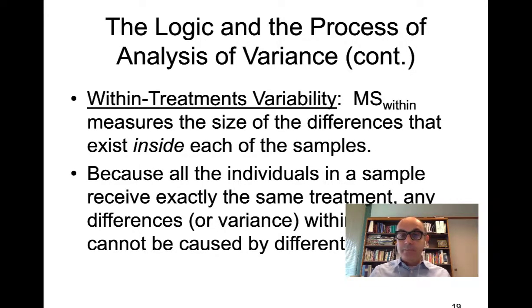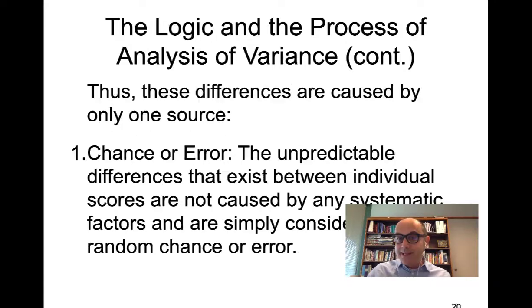Within treatment is the measure of the size of the differences that exist inside each of the samples. Because all the individuals in the sample receive exactly the same treatment, any differences within a sample cannot be caused by different treatment. And this is important. Thus, those differences are caused by only one source, and that is chance or error.